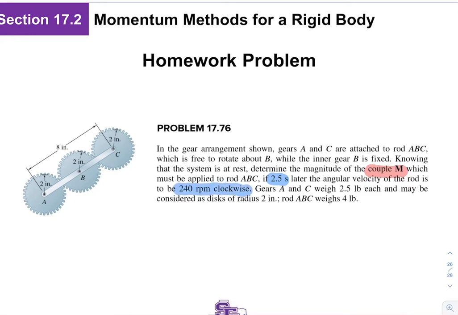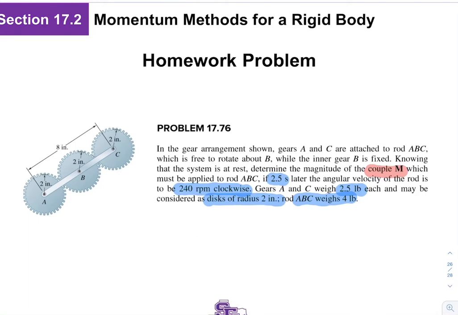Knowing that the system is at rest initially, determine the magnitude of the couple M. So the unknown here is the couple M, which must be applied to rod ABC. And then it gives us the information for our knowns. It says at a time of 2.5 seconds later, the angular velocity of the rod is 240 RPM clockwise. Since the angular velocity of the rod is clockwise, that means the moment should be clockwise as well.